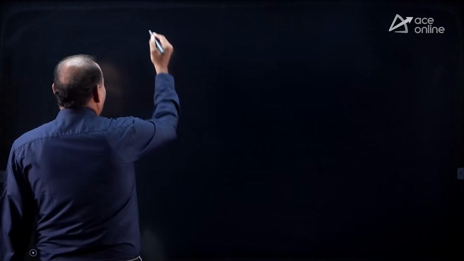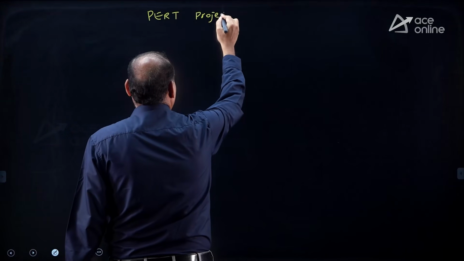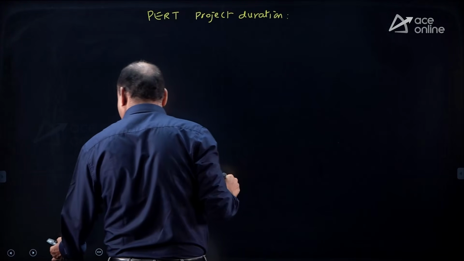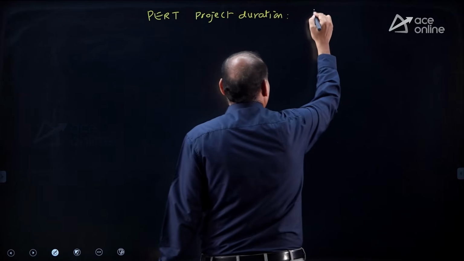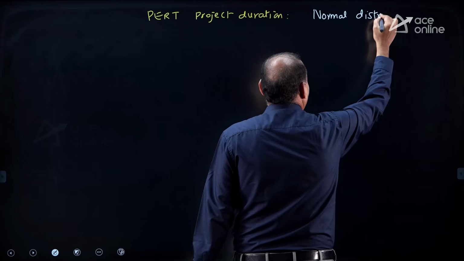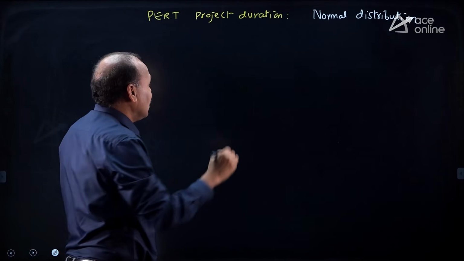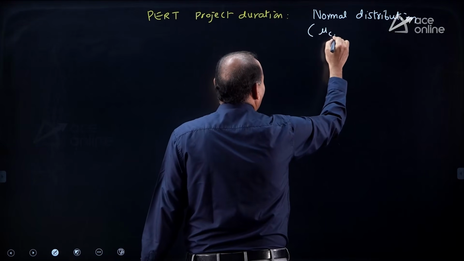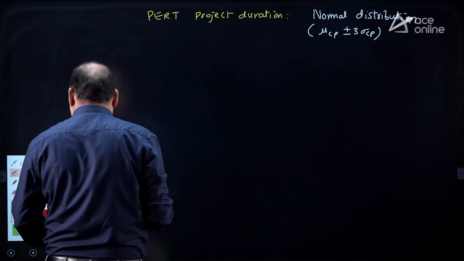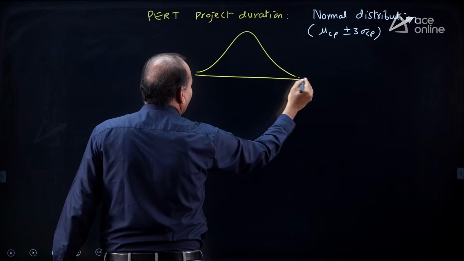Next, coming to PERT project duration. PERT project duration follows normal distribution. Activity follows beta distribution, project duration follows normal distribution with mu plus or minus 3 sigma. That is, PERT activity, beta distribution; PERT project, normal distribution. How does it look? It is in the form of a bell-shaped curve.